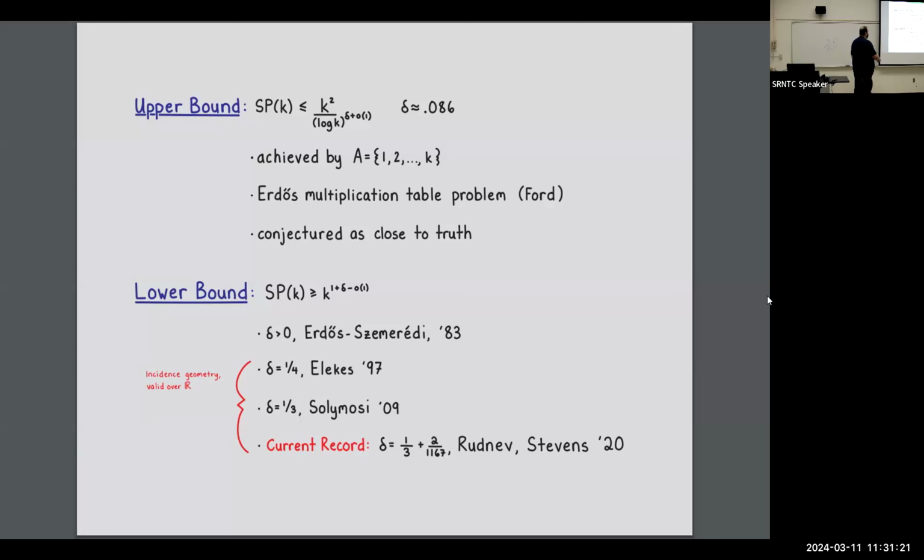The current record, which is also just refinements over these incidence geometry methods, is k to the 1 plus a third plus 2 over 1167. So that's the current record. That's due to Misha Rudnev and Sophie Stevens. Okay. And again, the conjecture is that this delta can get arbitrarily close to 1. Now, if you moved that even a little, that would be a big deal.